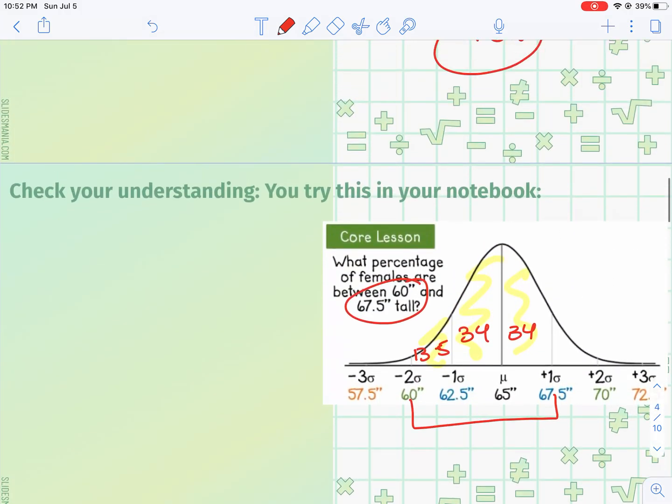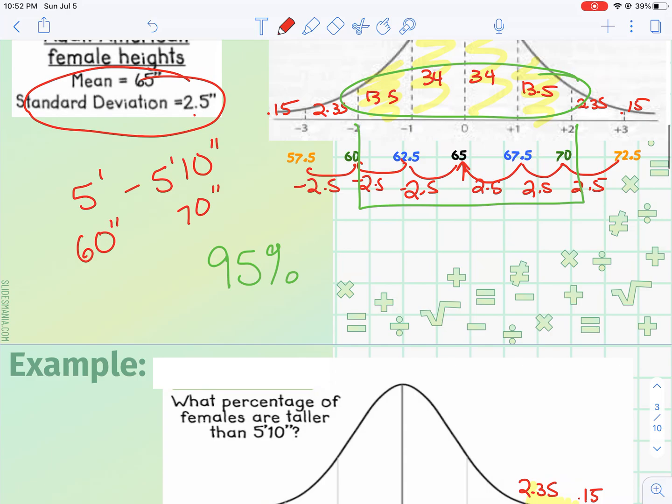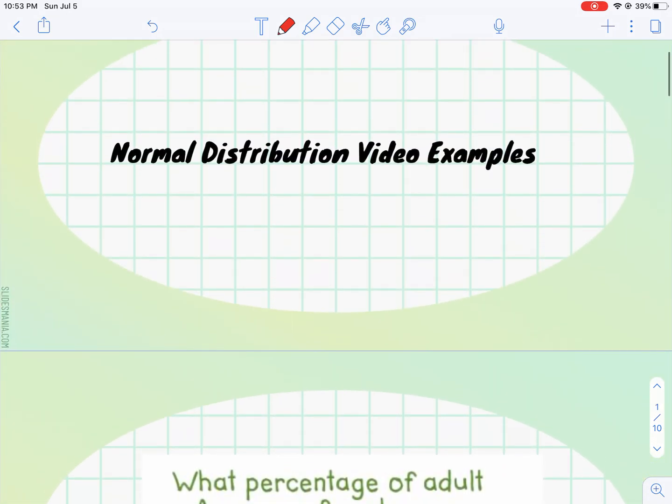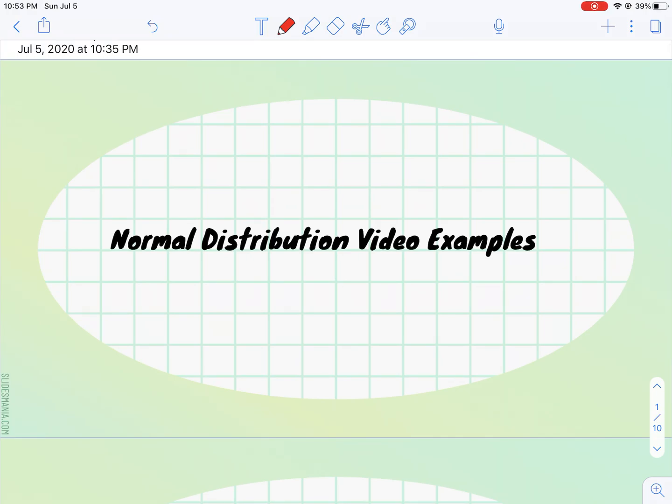Okay, so hopefully that gave you a couple verbal examples that you can look back through. And that is it for standard deviation.